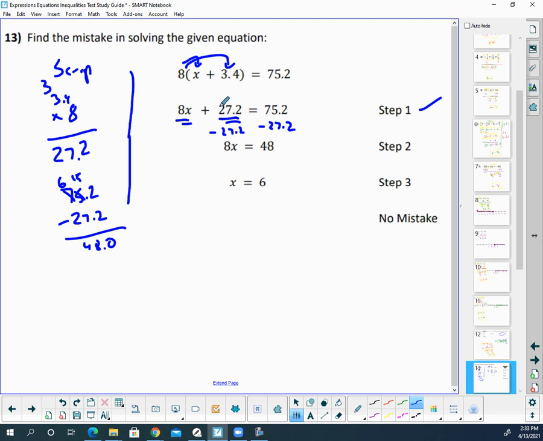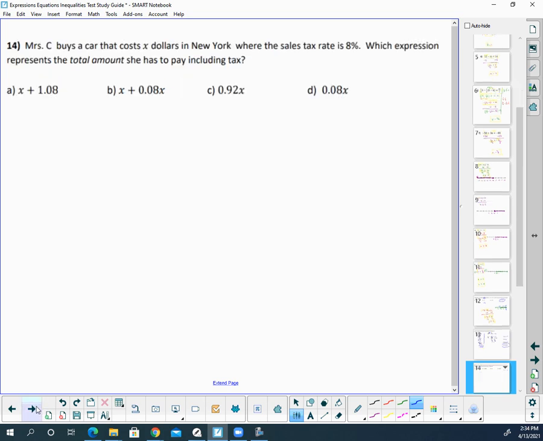So yeah, this works, right? This is a 0 pair. This becomes 75.2 minus 27.2 is 48. So 8x equals 48. So far, step 2 looks good. Now I want to go from here to here. So I'm going to divide both sides by 8. 8x divided by 8 is 1x. 48 divided by 8 is 6. Yep, it looks like step 3 is good. So the answer to this was there was no mistake. It was done correctly.